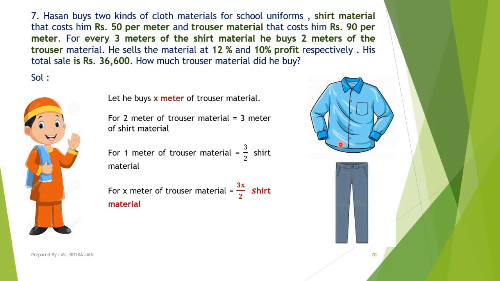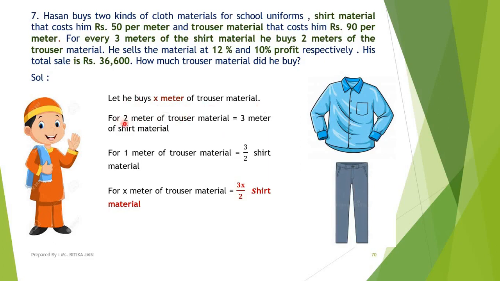So we will start with, I will skip these 2 lines now. So I will explain up to here. So let he buys x meter of trouser material. Because both the quantities are unknown to us. We don't know the amount of shirt material and we don't know the amount of trouser material. So we will first take the unknown quantity as trouser material. So let he buys x meter of trouser material.